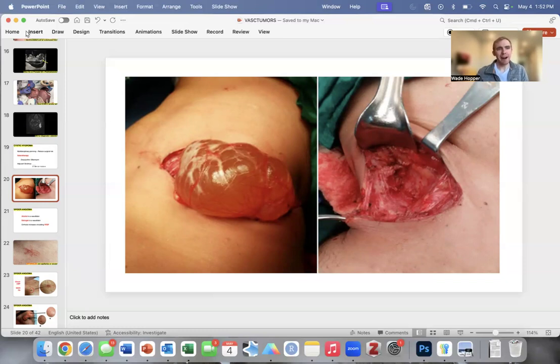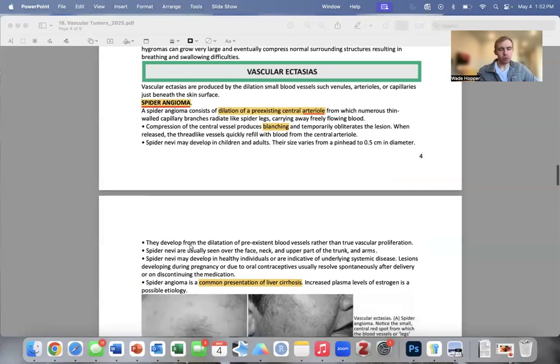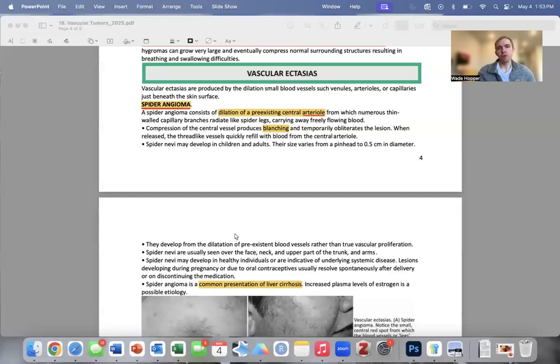Let's move on to vascular ectasias. The word ectasia means dilation. Two words mean the same thing. And these are normal blood vessels that get dilated for some reason. And they're not true tumors.